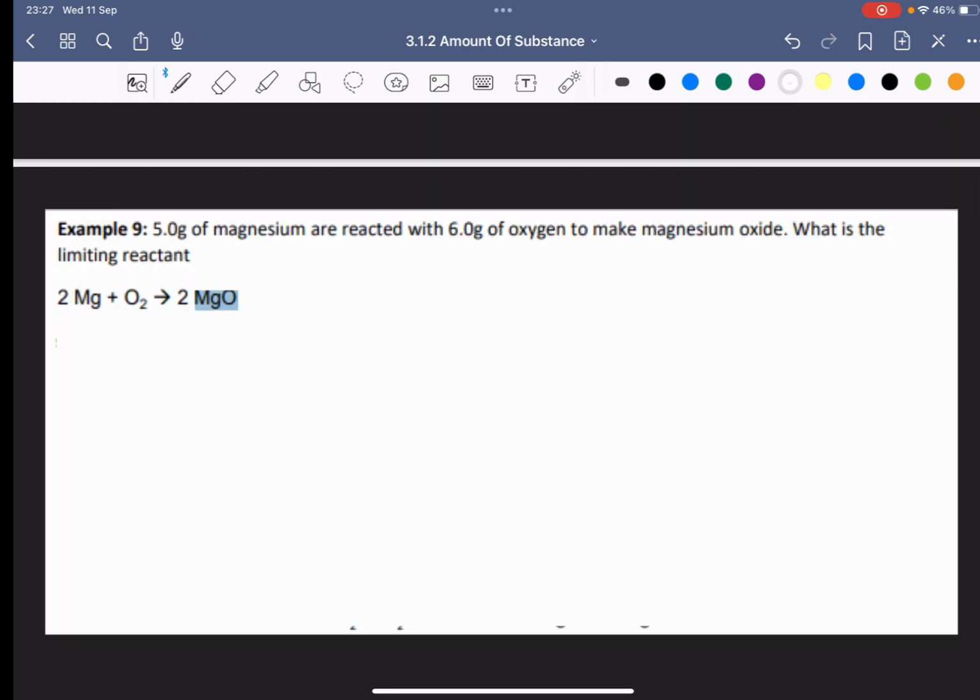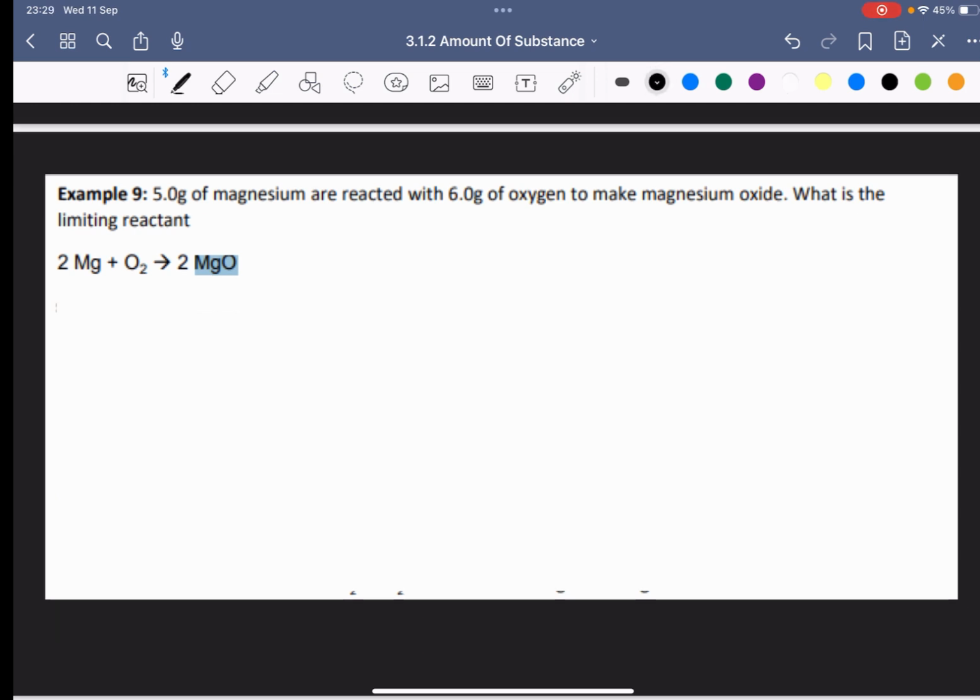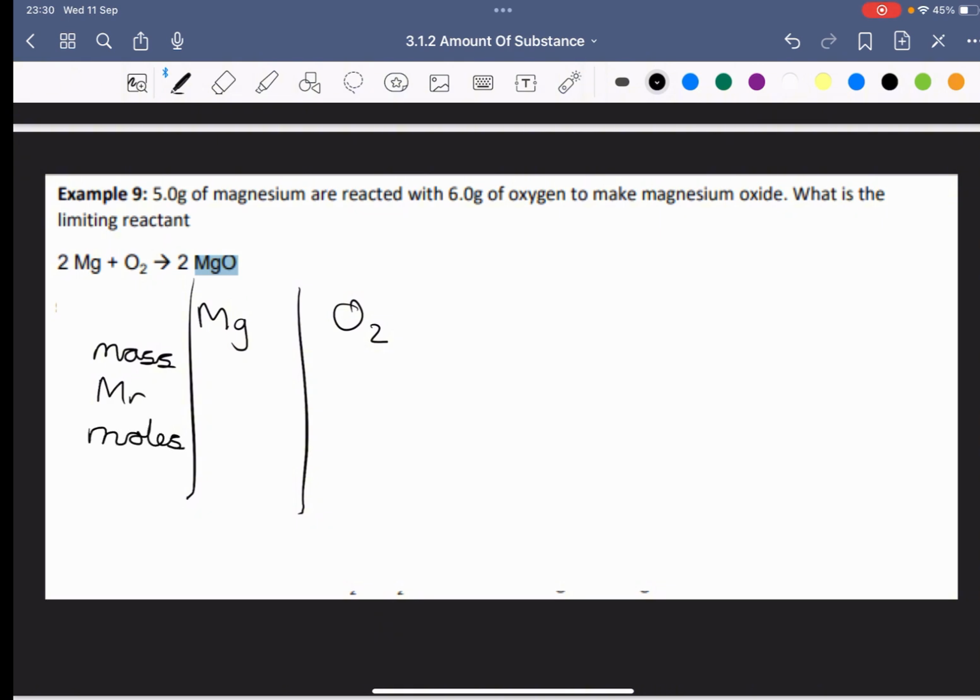So here we have 5 grams of magnesium, and it's reacted with 6 grams of oxygen to make magnesium oxide. We're asked here to work out which is the limiting reactant. To answer this question, I like to lay everything out in a table. So I'm going to write magnesium and oxygen, and I'd like to have my mass, my MR, and my moles. I'm also going to write down the molar ratio.